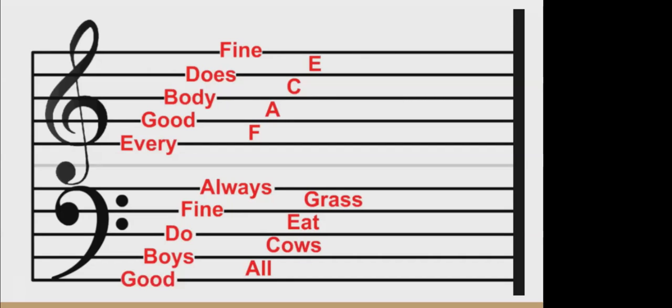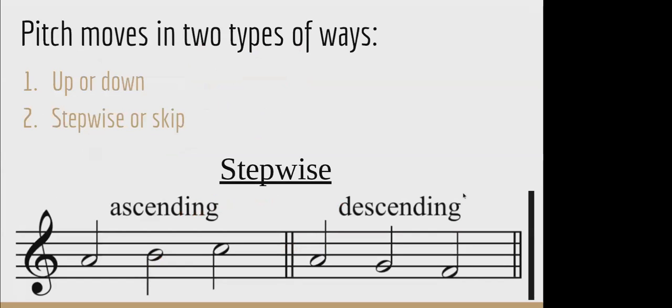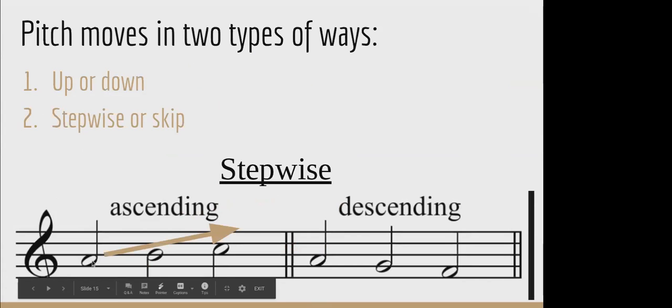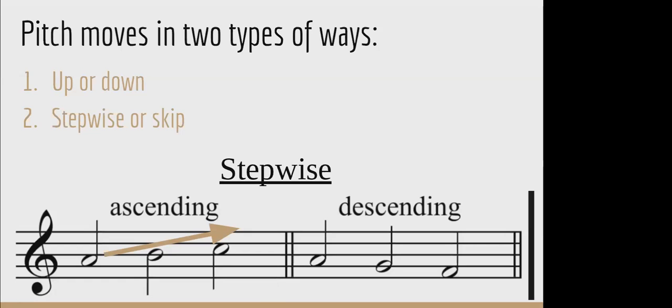So how can you tell where the notes are going though? So pitch moves in 2 types of ways. It moves up or down, or stepwise, or skip. And obviously these 2 things happen simultaneously. Sometimes the notes stay the same and then it's not changing at all. So let's see here. We have our example here of stepwise ascending. The way that you can tell is by looking here at the note heads. And stepwise means that it doesn't skip any lines or spaces as it either ascends or descends, as that second example shows. So always moving from one note to the very next one without anything in between.